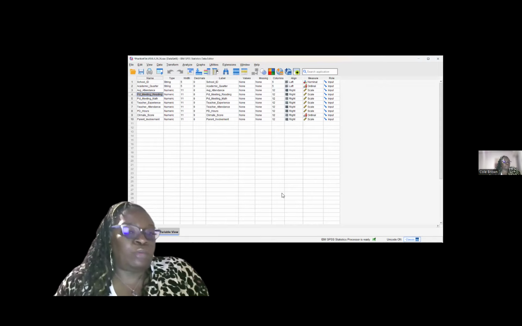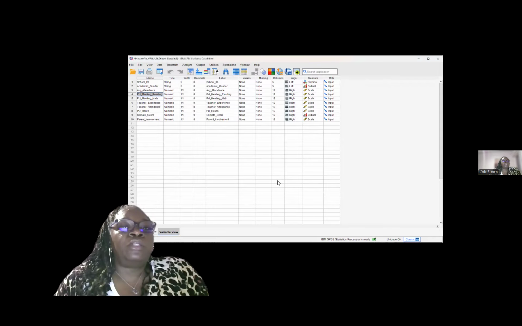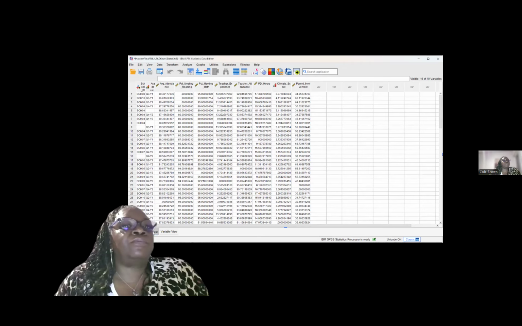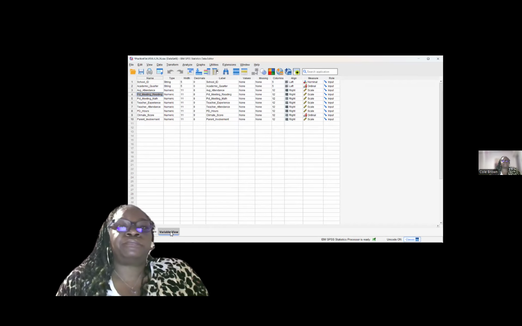So the assumptions are met, but before we do so, let me click on the data view. All right, we see the school IDs, percentage of students meeting reading, and our other variable, parental involvement. All right, going back over.